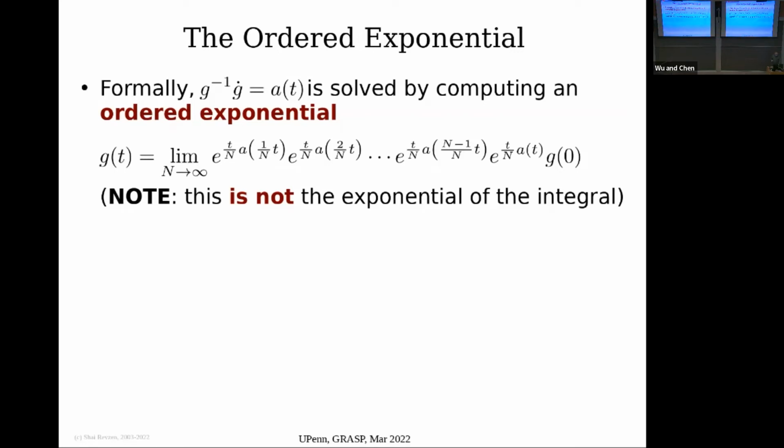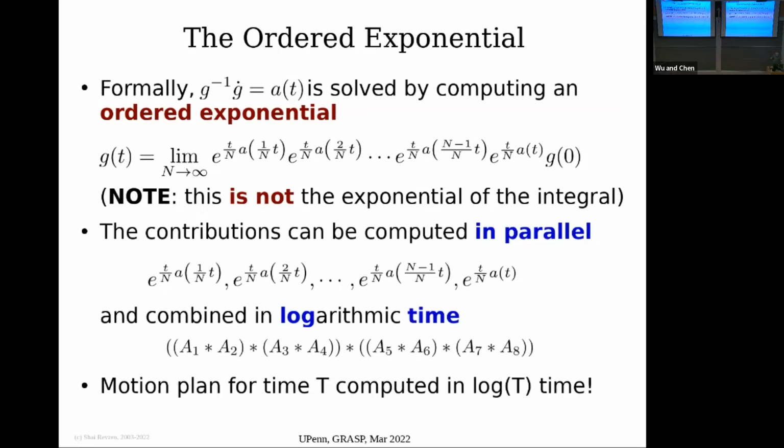But what is true is that each of the contributions in this integral can be computed in advance, because unlike regular Newtonian dynamics, I didn't need the integral of the past to know what the contribution of a particular part of my motion plan is going to be. A of t is dictated by me. I am dictating the shape of the robot over time. So I can compute all of these in parallel and then combine them in logarithmic time. This is what parallel architectures allow us to do.